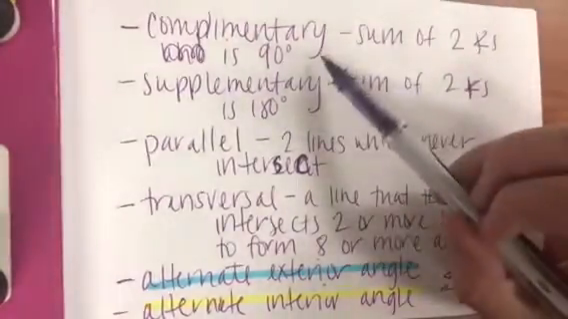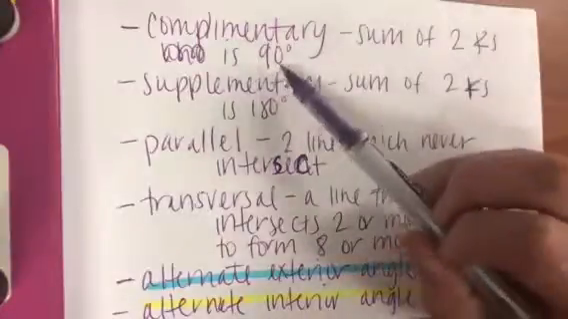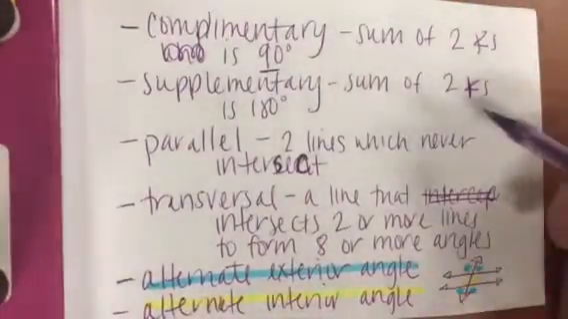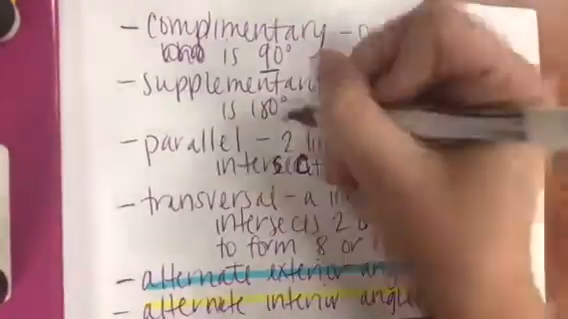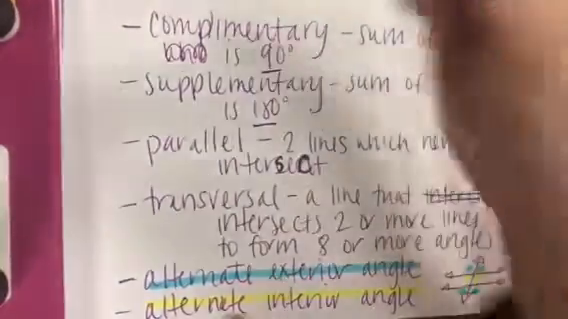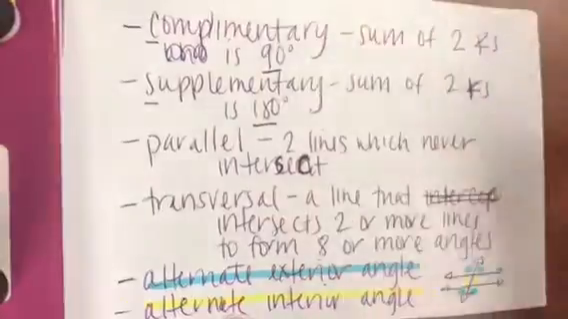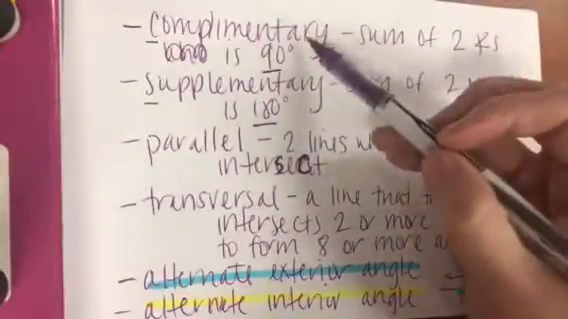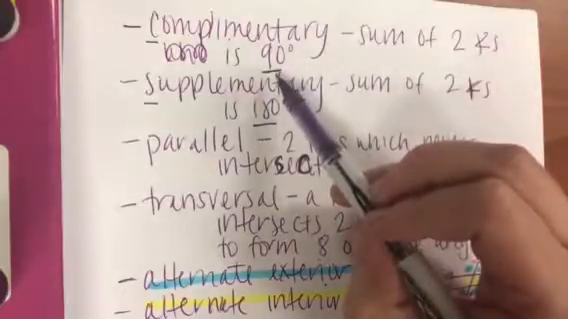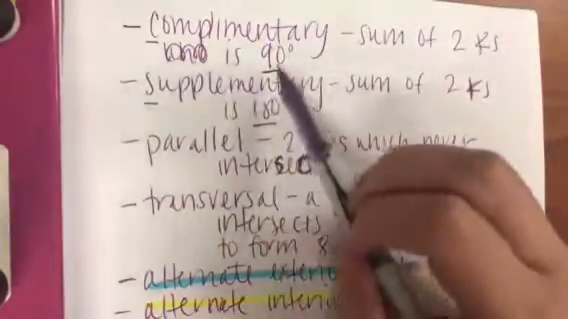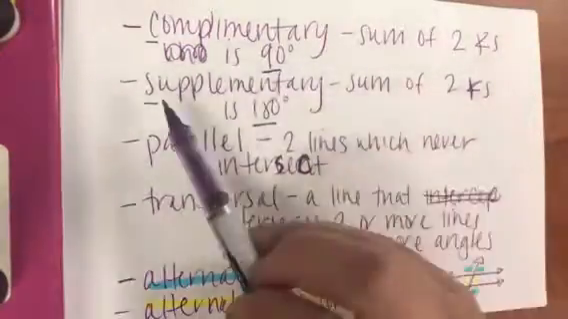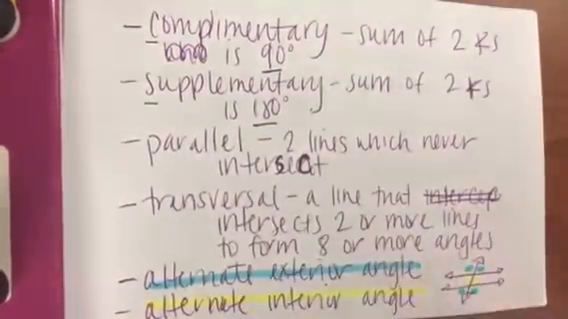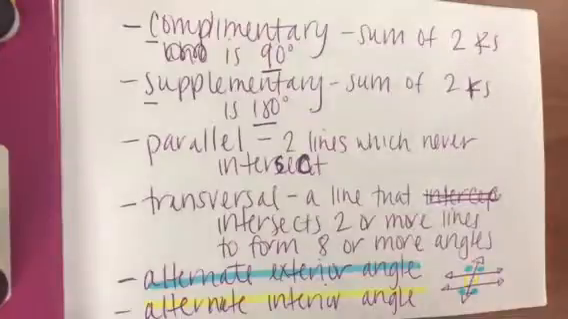A complementary angle is two angles with the sum of 90 degrees. So that's the important part, 90 degrees. A supplementary angle is the sum of two angles that's 180. Look at this here. We've got a C and an S. C comes before S, 90 comes before 180. So complementary is 90, they both come first in the alphabet and in the numbers. And supplementary, 180, S, they come last. It's an easier trick to remember that.